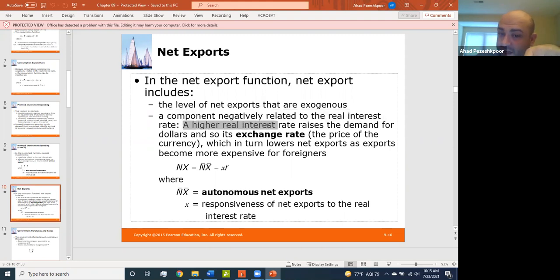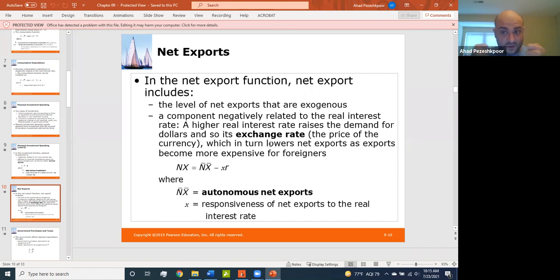A higher interest rate raises the demand for dollars. When interest rates are high, you want to keep your dollars. You want to save them. So your demand for dollars would go up. And so its exchange rate compared to the other country, for example, United States and China, compared to the yuan, the Chinese currency, your exchange rate would go up, the price of currency, which in turn lowers net exports.